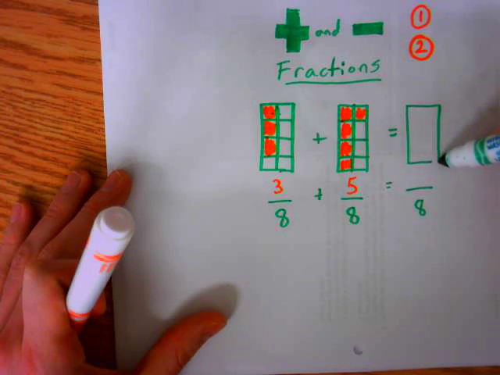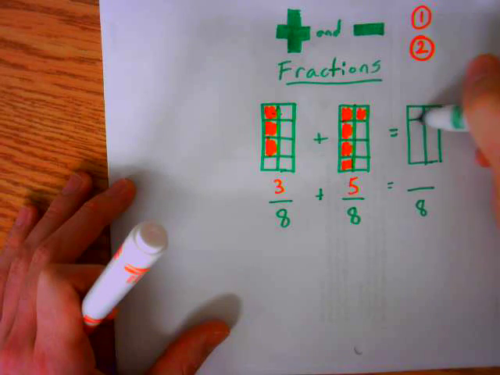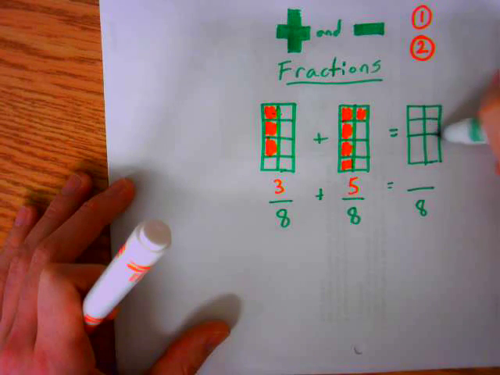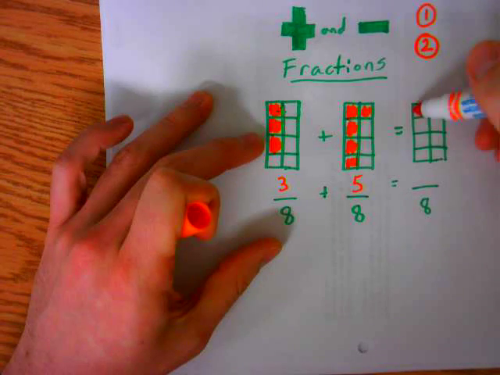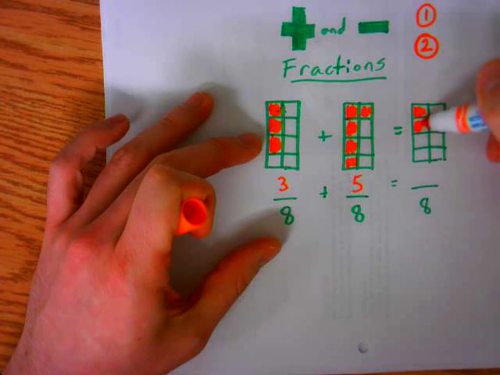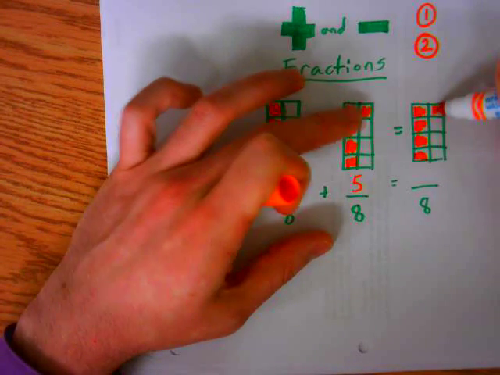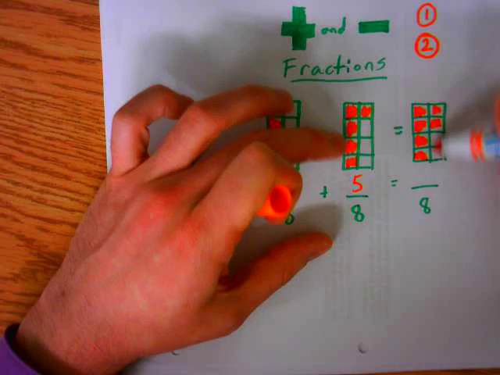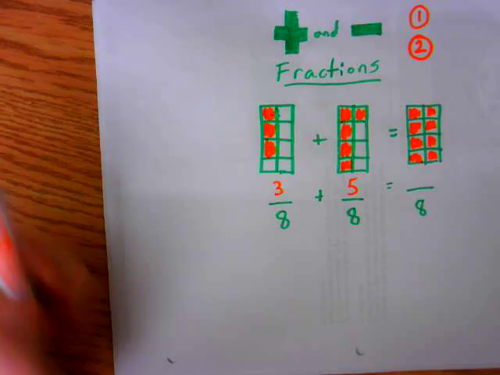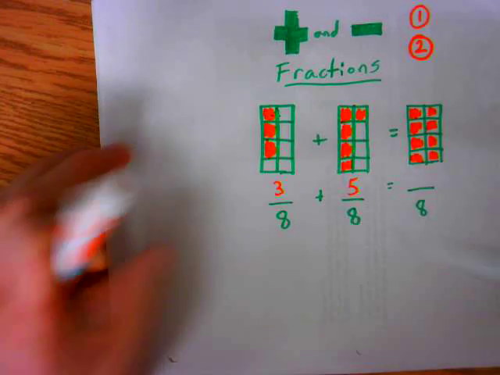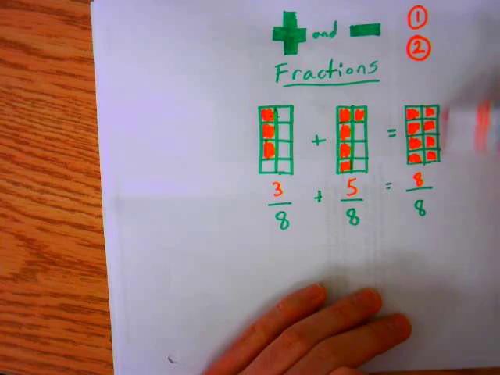So if I draw my chocolate bar again here, and now I draw my 8 pieces, and I color in all the pieces that we've eaten, we have 1, 2, 3, 1, 2, 3, and over here we have 4, 5, 6, 7, 8. And when we do our addition down here, 3 plus 5, that also equals 8. We've now eaten the full chocolate bar.